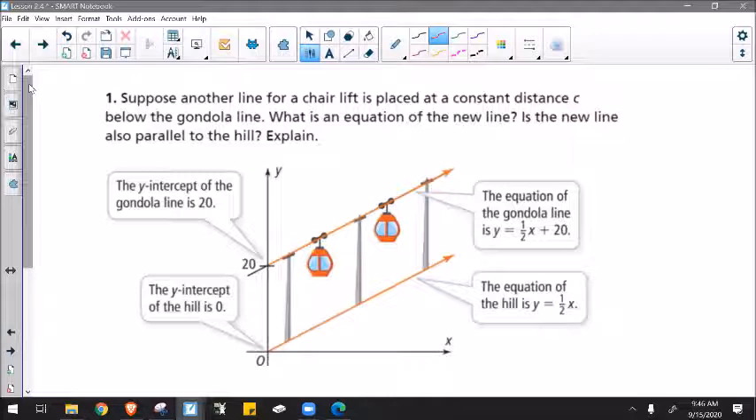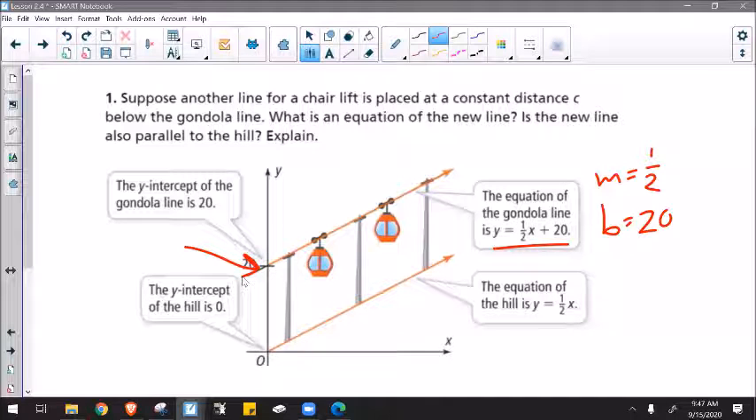All right. So the equation of our wire that the gondola is hanging from is y = 1/2 x + 20. The 1/2 is our slope. We use m for slope, so m is 1/2, and our b value is 20. That is our y-intercept. And then the hill has the equation y = 1/2 x. If you wanted to, you could say 1/2 x + 0 because it is 0 feet above the ground. They want to know what this equation would be if we just look at the bottom of the gondola. What would that new equation be?